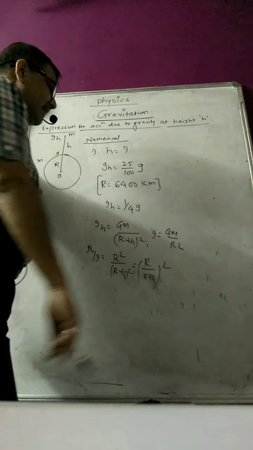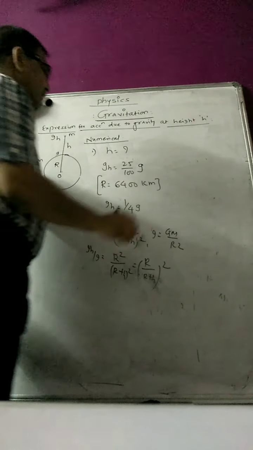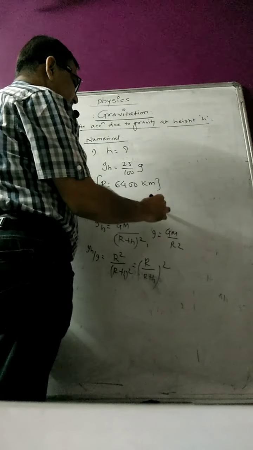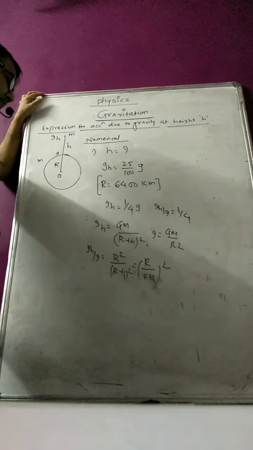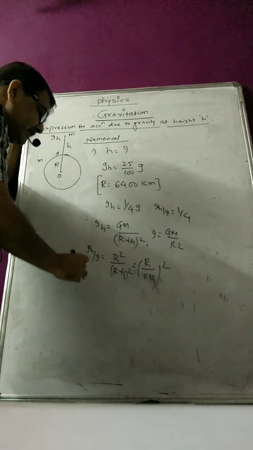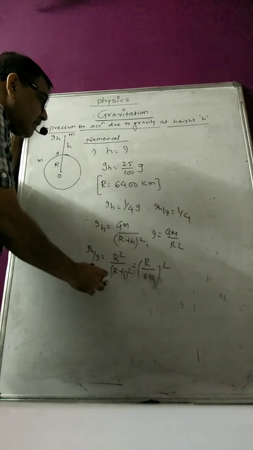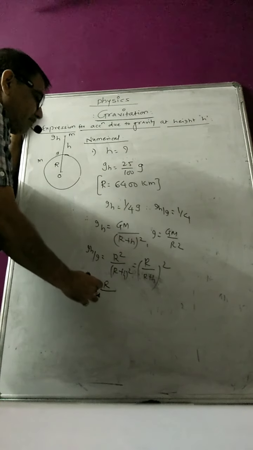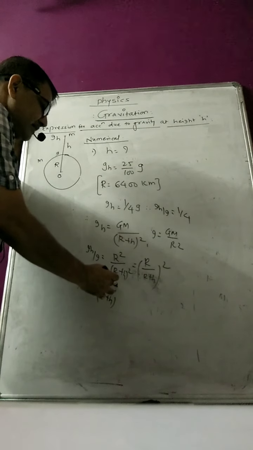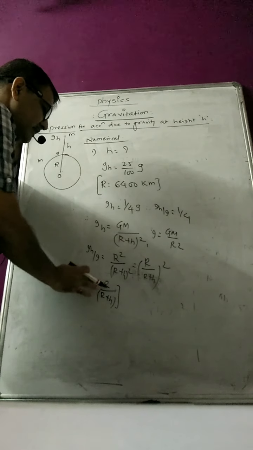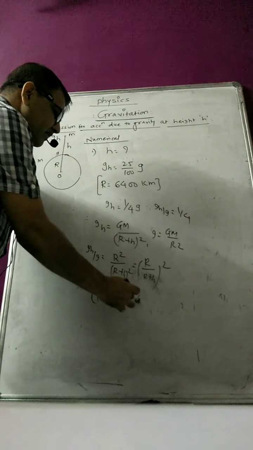मग तुम्हाला काढायला काय लावलंय? h काढायला लावलाय. g_h upon g पण इथे त्यांनी देऊन ठेवलाय मुलांना. That is g_h upon g is equal to 1/4. मग मी काय करतो मुलांना, हा g_h by g 1/4 इथे टाकून देतो. R upon R plus H, and that is the whole bracket square, that is equal to 1/4.